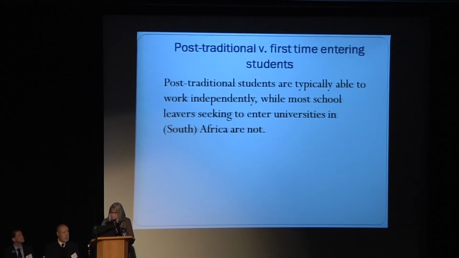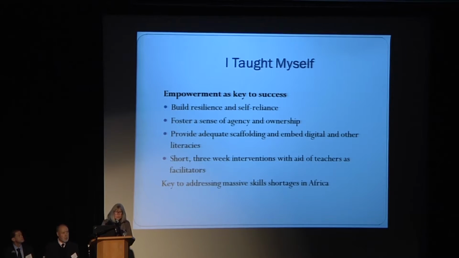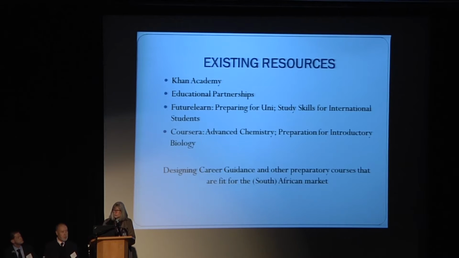So I think these are students that we need to be targeting. And we need to be targeting them in a way that they get this sense that they have taught themselves. I think empowerment is a key to success. We need to build resilience and self-reliance, to foster a sense of agency and ownership, provide adequate scaffolding and embed digital and other literacies in the content that we give to those students, so that they learn without knowing what they're learning, additionally to the content that they are getting. And I think it's very important for us to begin to offer short three-week interventions with the aid of teachers as facilitators. This, to me, is a key way of addressing the skills shortage in Africa. And there are many existing resources that we can use to assist us in achieving this kind of development in the African context.